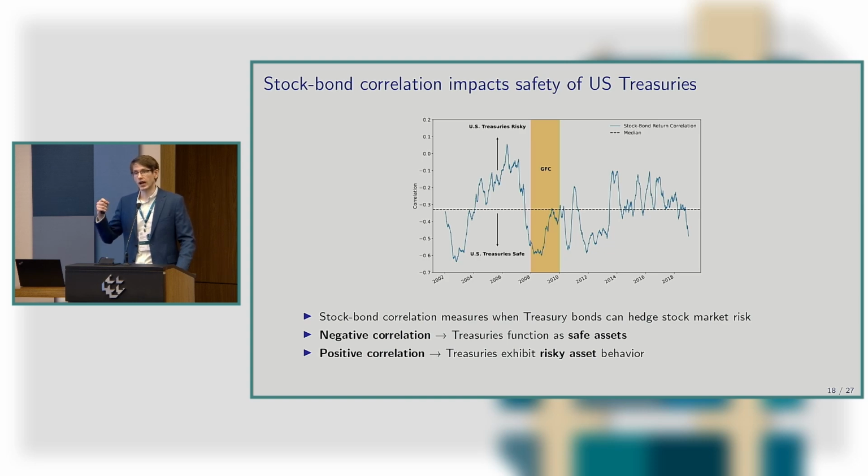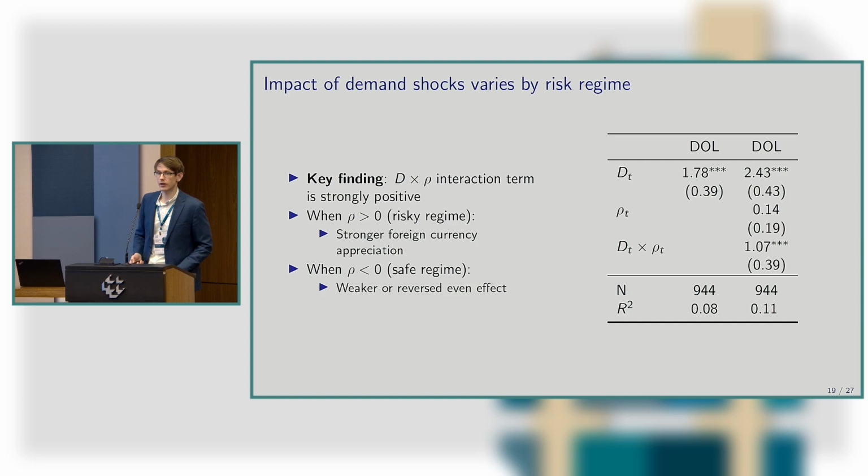We would expect that if US treasuries are considered to be a safe asset, the response, in particular in the FX market, is quite different. So we extend our price impact regression by an additional dummy variable here, and we see that it's positive and significant, meaning when our rho is positive, so we are in a risky regime, meaning treasuries and equities move in the same direction, we have a stronger appreciation of foreign currency, while if US treasuries are considered to be a safe asset, that response is weakened or even reversed, which is in line with these convenience yield stories we have heard about a lot in recent years.